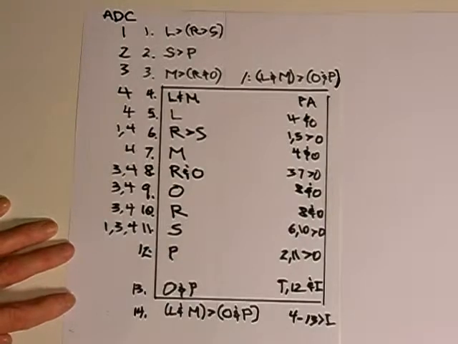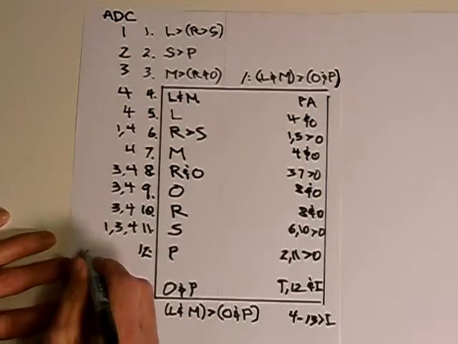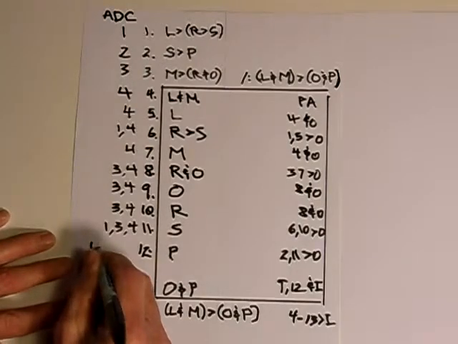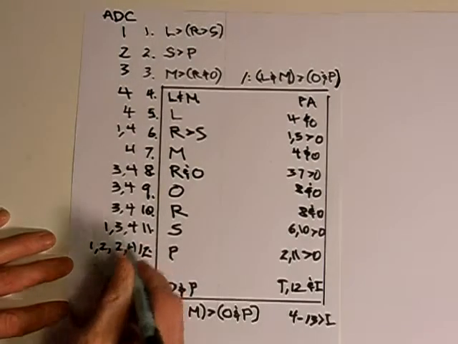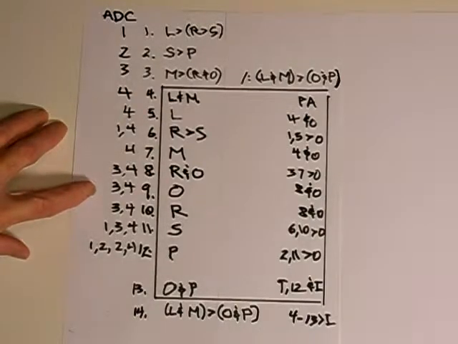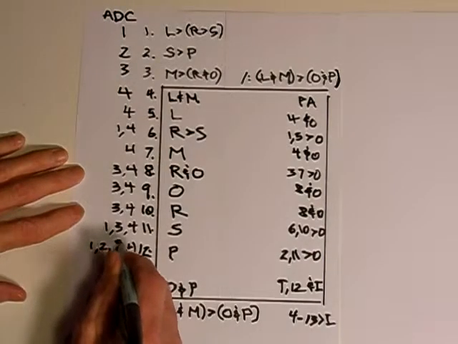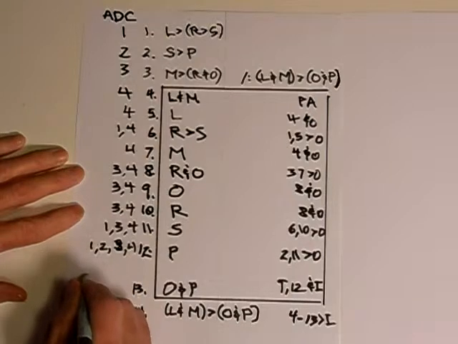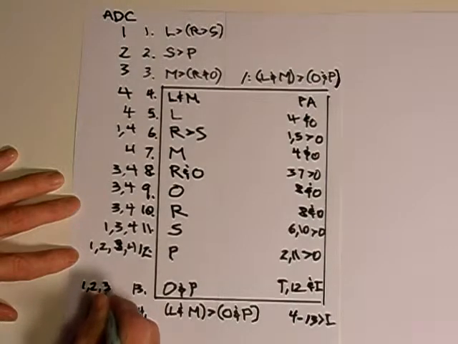12 depends on whatever 2 and 11 depend on. That's 2 and 1, 3, and 4. So 12 depends on 1, 2, 3, and 4. 13 depends on whatever 9 and 12 depend on. 9 depends on 3 and 4. 12 on 1, 2, 3, and 4. So 13 depends on 1, 2, 3, and 4.